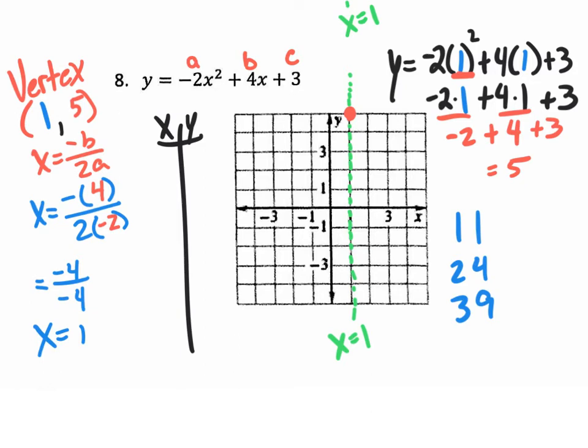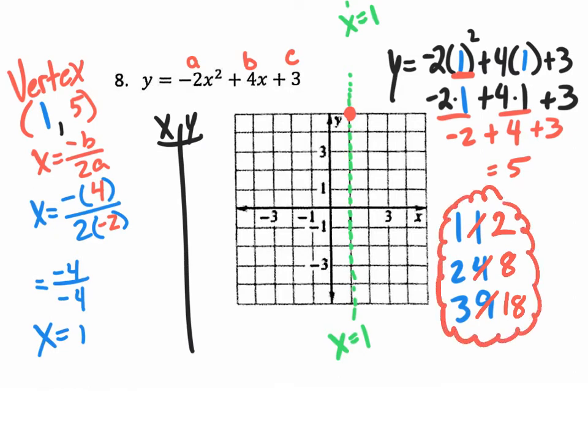So instead of 1, 1, what's it going to be? 1, 2. Instead of 2, 4, what's it going to be? 2, 8. Instead of 3, 9, what's it going to be? 3, 18. So this is the new pattern for when a equals 2. When a equals 2, you use this pattern.